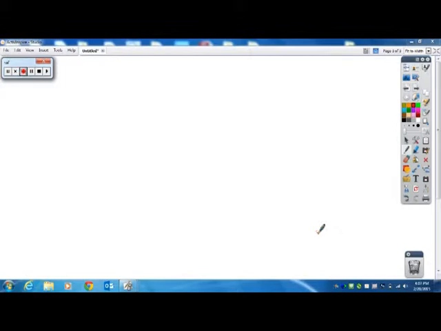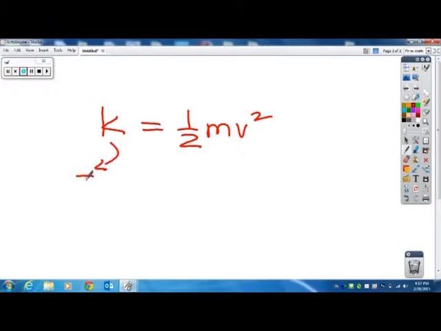Now remember, kinetic energy is the energy you have when you're moving. So any object that's in motion has kinetic energy, and the equation to calculate kinetic energy is K equals 1/2 mv squared. Your K stands for kinetic energy, your M stands for mass, and your V stands for velocity. If your mass is in kilograms and your velocity is in meters per second, your kinetic energy will come out to be in joules, which is the same unit for work.